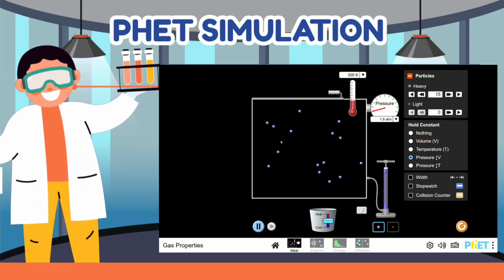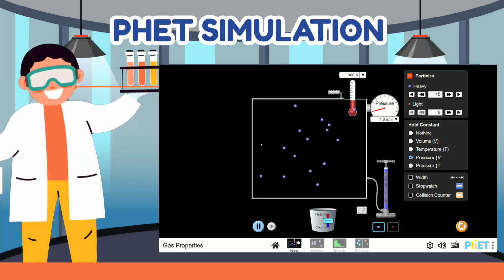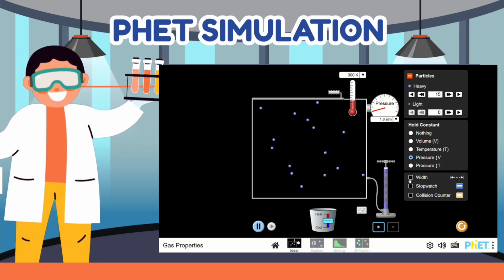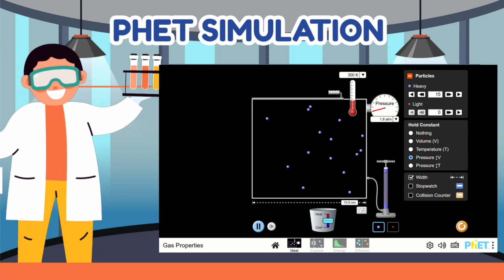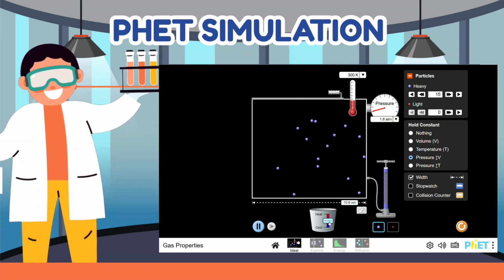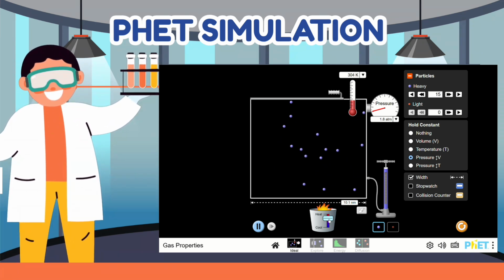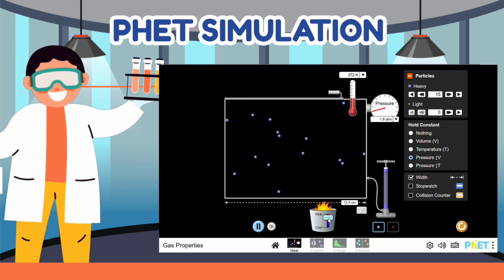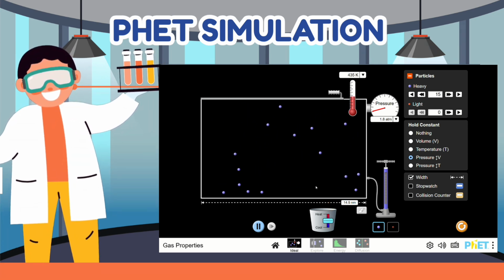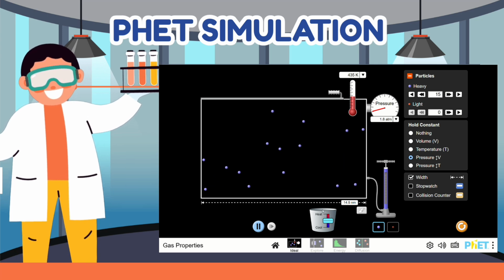Now, let's try to increase the temperature using the slider. But first, let's open this so that we can see how the volume increases or decreases. Now let's try to increase the temperature using the slider. As you can see, as the gas particles gain heat energy from the heat slider, they move faster and collide more forcefully with the walls of the container.